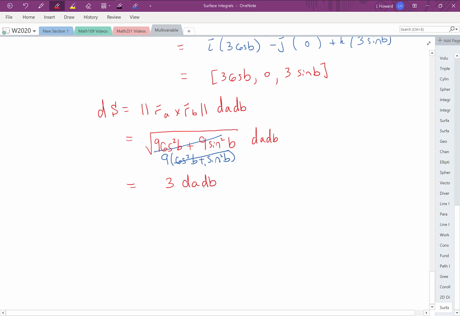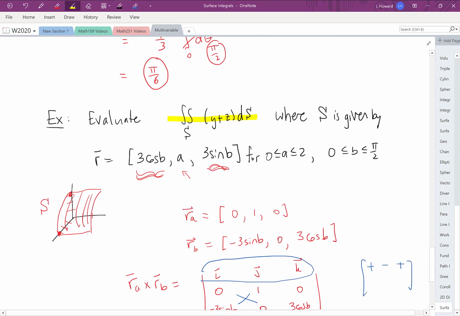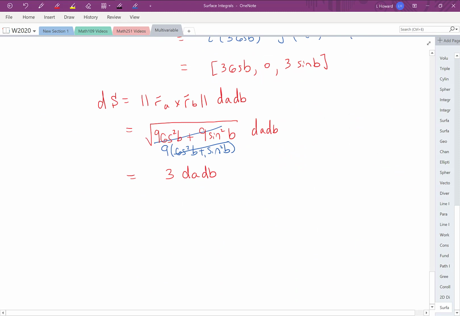That means we're ready to go back to our surface integral and just rewrite everything in terms of a and b. So let's scroll back to the problem here just so we can see the surface integral that we're trying to compute. There it is. So let's copy that down here and continue with our calculation. So we want the surface integral over S of y plus z, dS, and let's start to write everything in terms of a and b. So we'll have a double integral of some integrand, and then our dS is going to be 3 times dA dB, so we might as well write that 3 out in front of the integral.